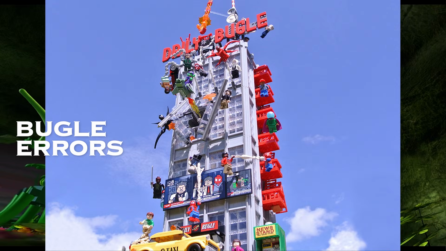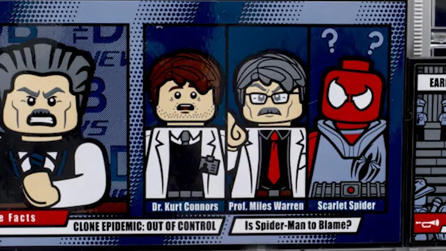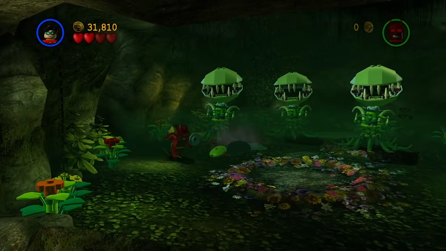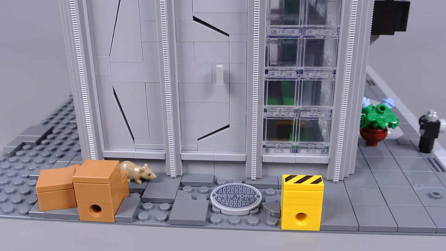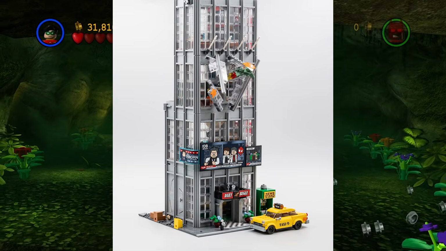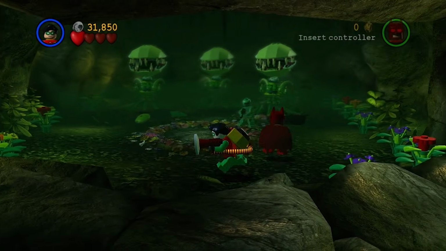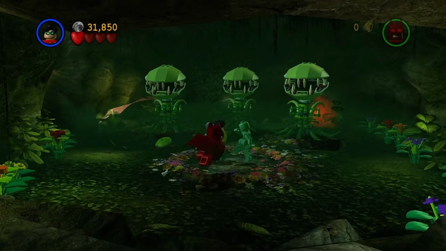Bugle errors. In the 2021 Daily Bugle set, Kurt Connors' first name is incorrectly spelled with a K instead of a C on one of the stickers, and the pinholes on the left side used for connecting to other modular buildings are spaced incorrectly, meaning that the set won't fit with other modulars. The designer did acknowledge these mistakes before the set was released, but they were not fixed.